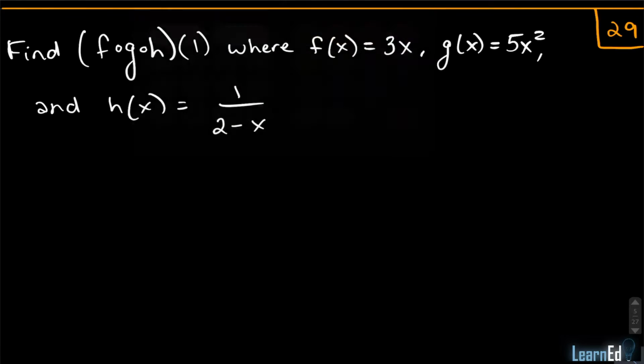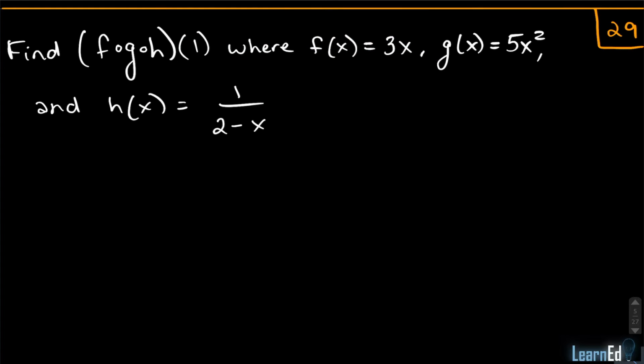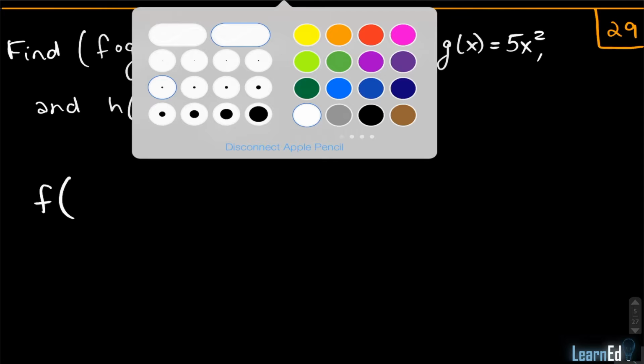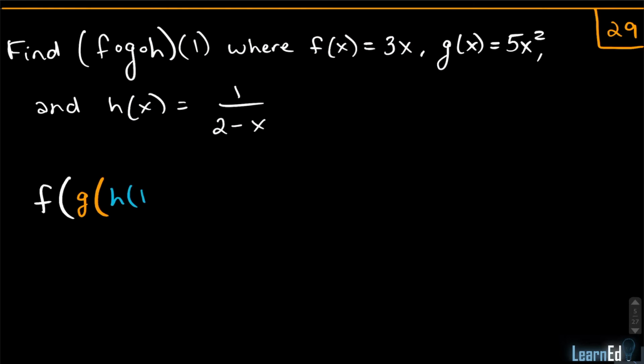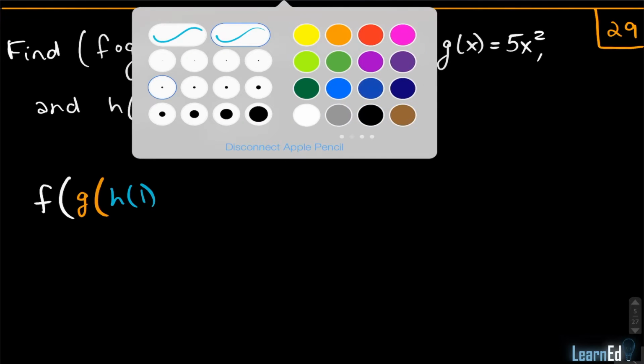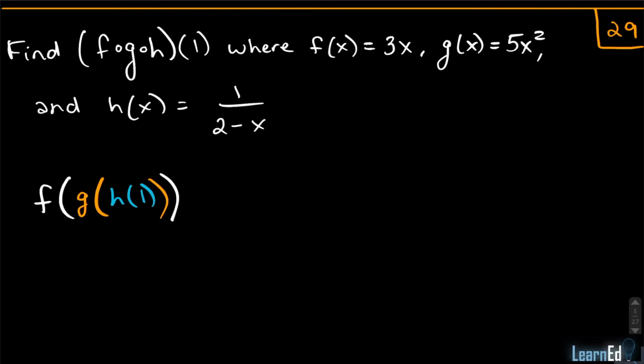This problem is asking us to find f of g of h of 1, where f of x is 3x, and g of x is 5x squared, and h of x is 1 over 2 minus x. Okay? So let's set this up. Well, we're going to have f of, I'll write in different colors here, g of h of 1, and do that. Okay? So you can see that our input for g is h of 1.